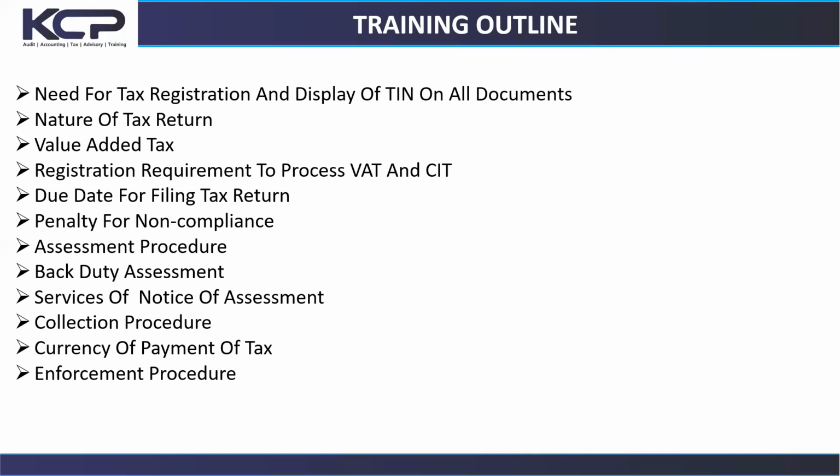First of all, what are the various forms of taxes before we talk about the accompanying returns that should go with each form of tax. We look at the value-added tax in particular. We look at the registration requirements and processing of VAT and CIT returns. We look at the statutory due date for filing tax returns. We look at penalties for non-compliance with various statutory tax obligations. We look at assessment procedures for CIT and other forms of tax.